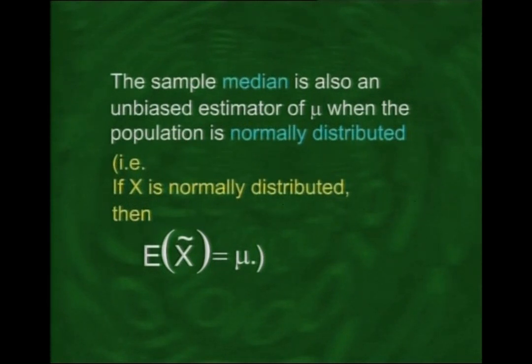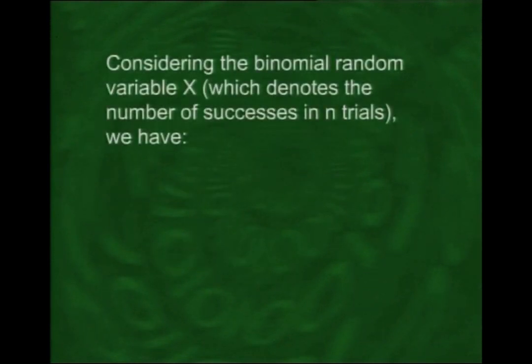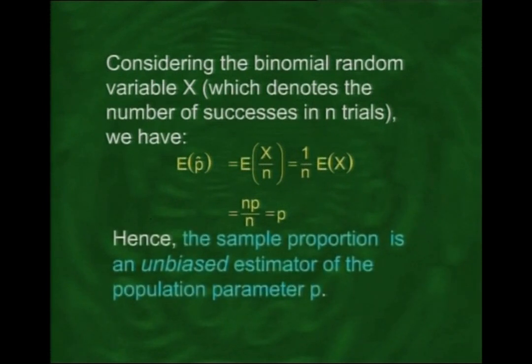In other words, if the random variable x is normally distributed, then the expected value of x tilde is equal to mu. As far as p, the proportion of successes in the population is concerned, and p hat, the proportion of successes in the sample that we draw from that population, we find that the expected value of p hat is equal to the expected value of x over n, where x, of course, represents the number of successes in our sample of size n. And applying a little bit of algebra, we find that the constant n comes out of the expectation sign, and so we have E of p hat is equal to expected value of x divided by n.